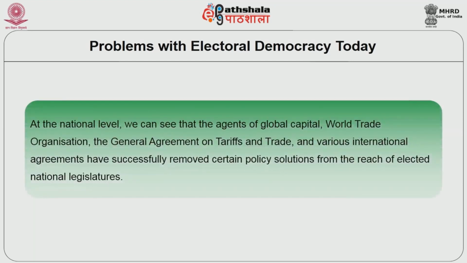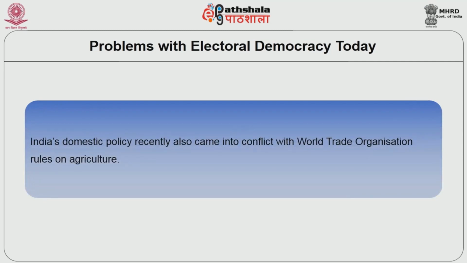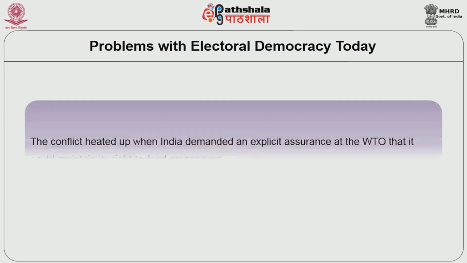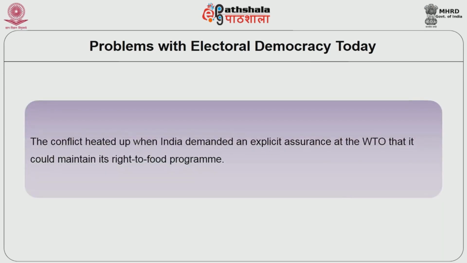At the national level, we can see that the agents of global capital, the World Trade Organization, the General Agreement on Tariffs and Trade, and various international agreements have successfully removed certain policy solutions from the reach of the elected national legislatures. India's domestic policy recently also came into conflict with the World Trade Organization rules on agriculture. The conflict heated up when India demanded an explicit assurance at the WTO that it could maintain its right to its food program.